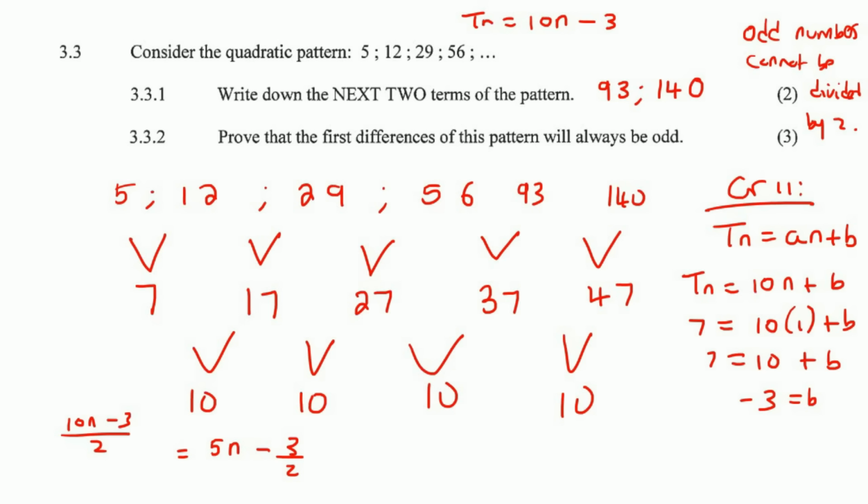So because of that, we can say that the first differences cannot be even because they cannot be divided properly by 2. But if it was like 10n minus 4 and you divided that by 2, well, that would work nicely because that would just be 5n minus 2. Okay, so because it doesn't divide properly, we can just give them a little summary. Therefore, first differences will always be odd. Consider the quadratic pattern 3, 5, 8, and 12.